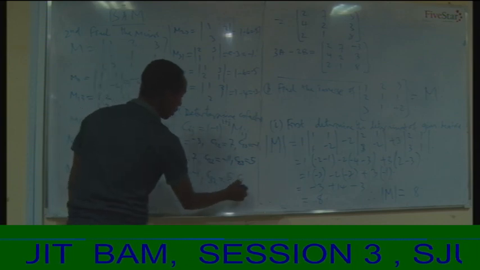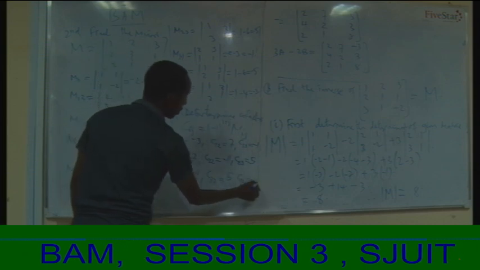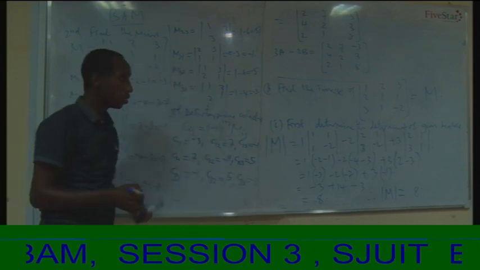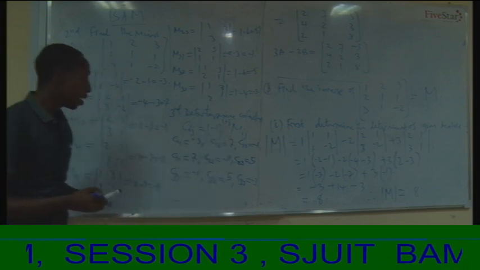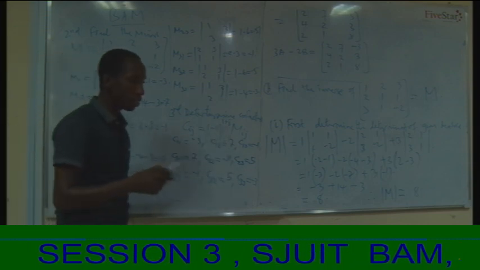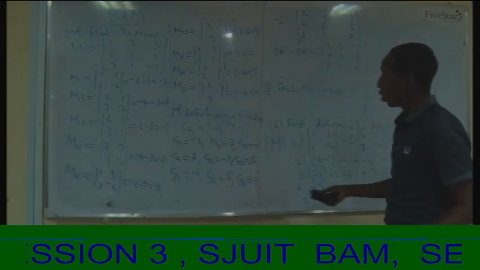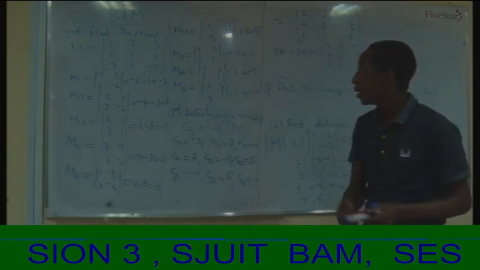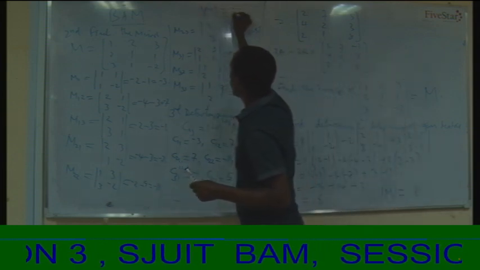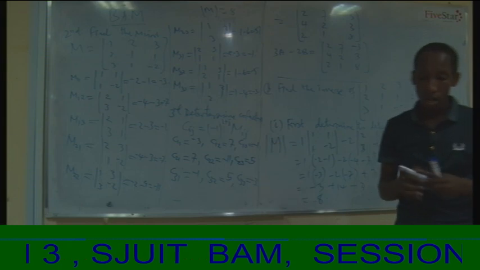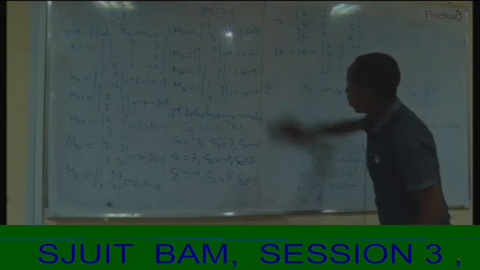And lastly, C33 will be equal to negative 3, because 3 plus 3 is 6, 6 is even, and even does not change the sign here. So we have obtained the cofactors. After determining the cofactors, we need to determine the cofactor matrix. You can just note here the determinant of M equals 8, because we need to use it after some cases.